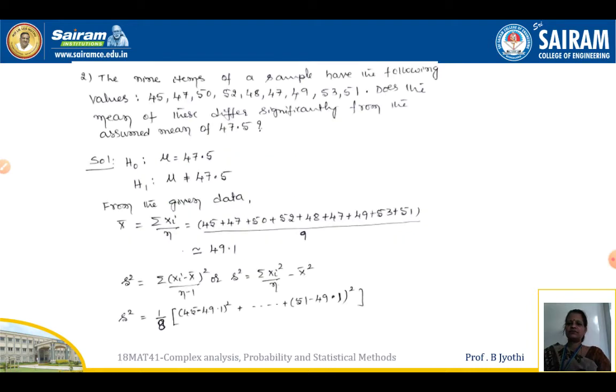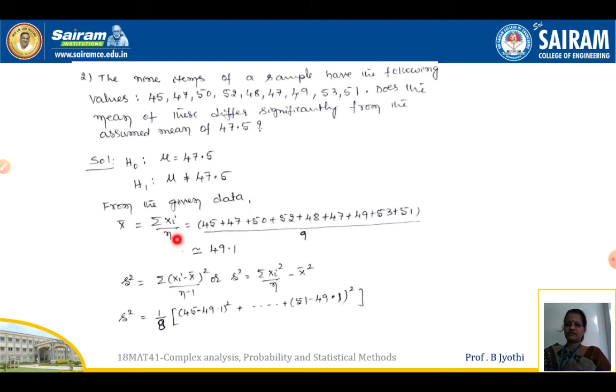Let's see the next problem. The 9 items of a sample have the following values, that is 45, 47, etc. Does the mean of these differ significantly from the assumed mean of 47.5? H0 is mu is equal to 47.5, and H1 is the alternative hypothesis. We'll assume that mu is not equal to 47.5.